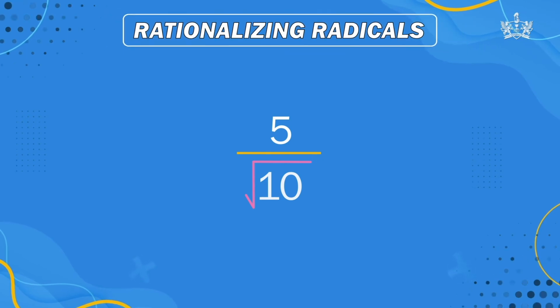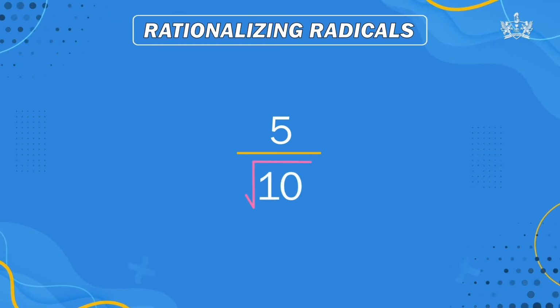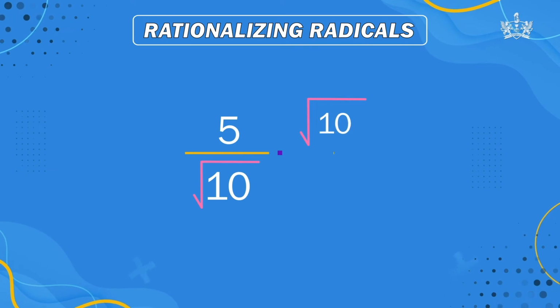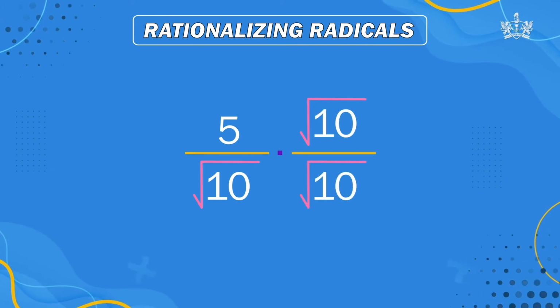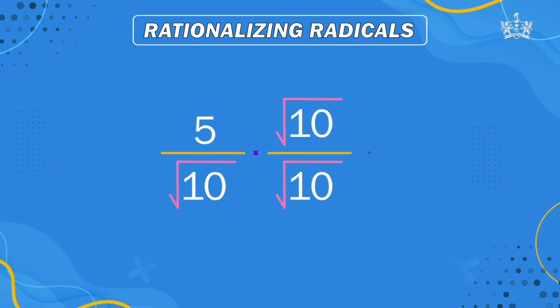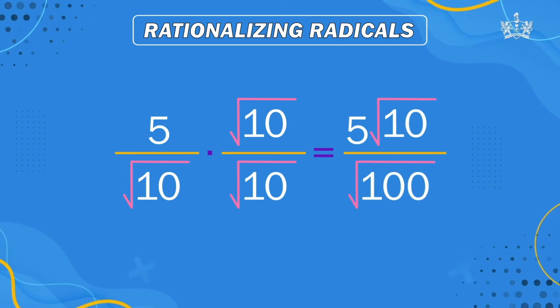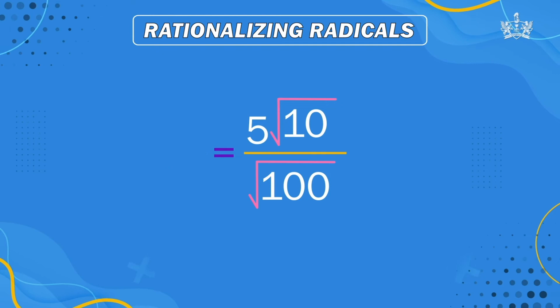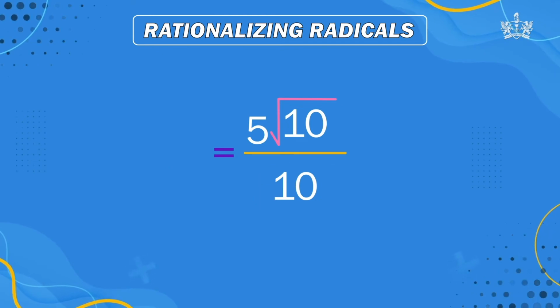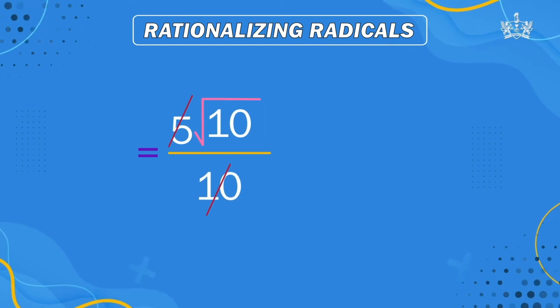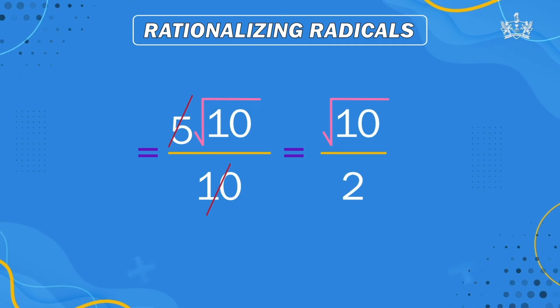Here we have root 10 in the denominator. To rationalize it, we simply multiply everything by root 10 over root 10, which has a value of 1. So again, we're not changing the value, we are just changing the appearance. Remember that a radical times itself will just undo the radical. So root 10 times root 10 is just 10. So we are now left with 5 times root 10 over 10. We can simplify the coefficients and we're left with root 10 over 2.